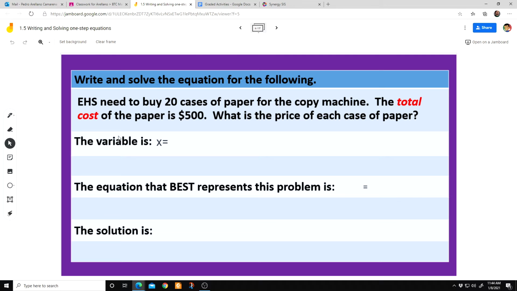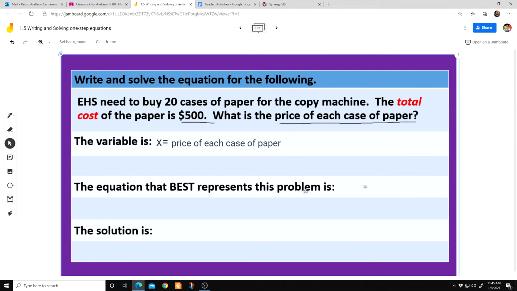So we're going to start with this problem right here. EHS needs to buy 20 cases of paper for the copy machine. The total cost of the paper is $500. What is the price of each case of paper? So I want you to think about what we're trying to do here. EHS has to buy 20 cases of paper, and we know that the total cost is 500. So the question is, how much was the price of each one? So the variable is x equals the price of each case of paper. Boom, that's our x variable.